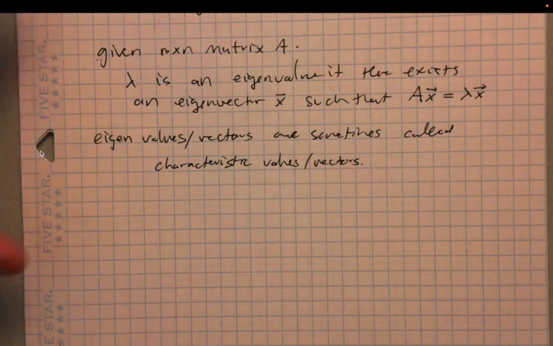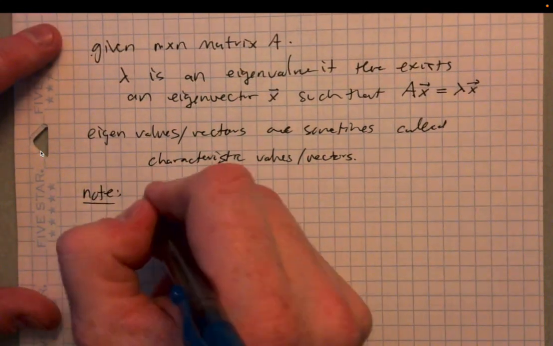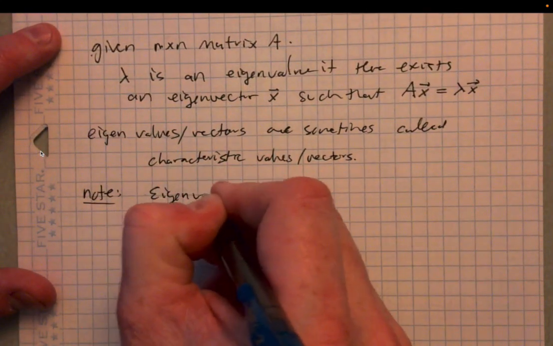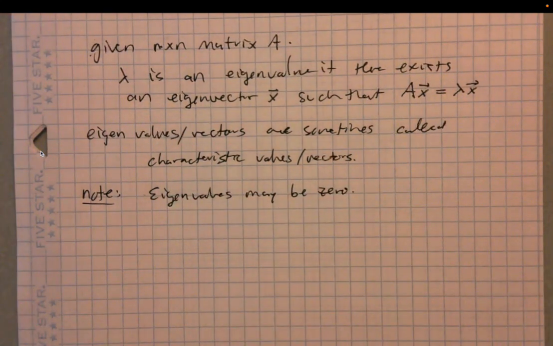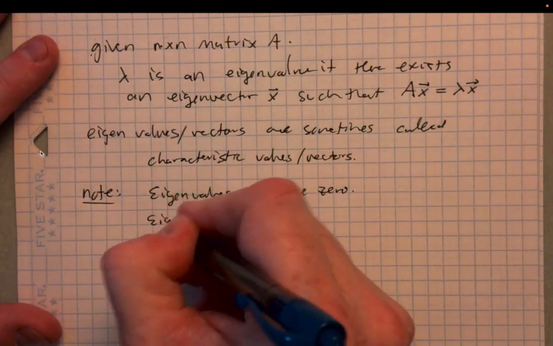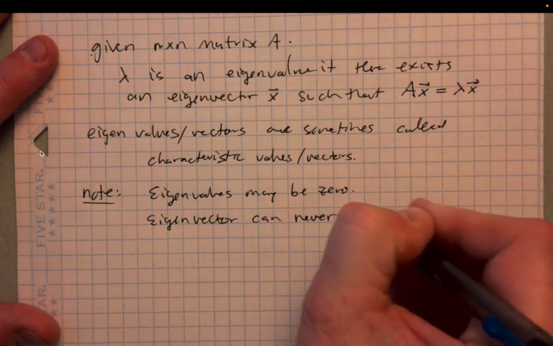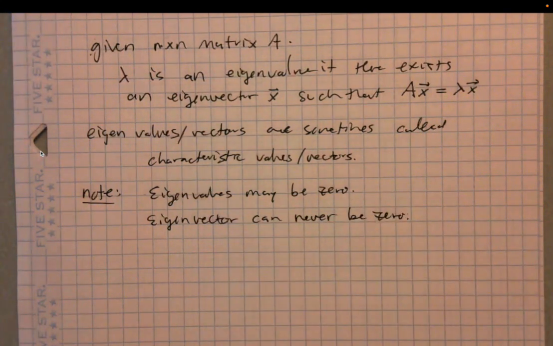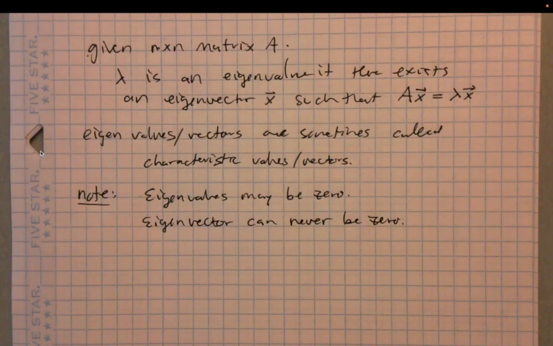So, important things to note, a couple of things. Eigenvalues may be 0. However, eigenvectors can never be 0. That's just the definition. An eigenvector has to be a non-zero vector. Eigenvalues may be 0, though.